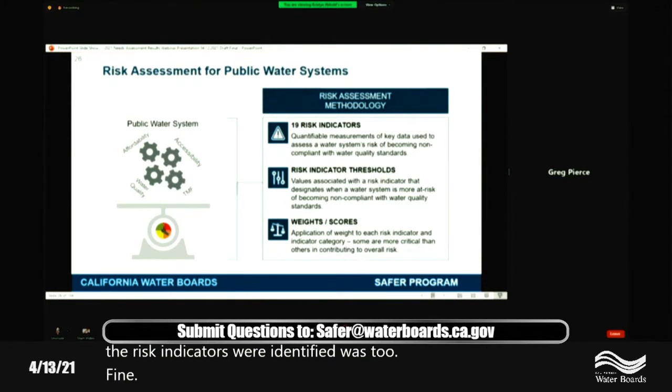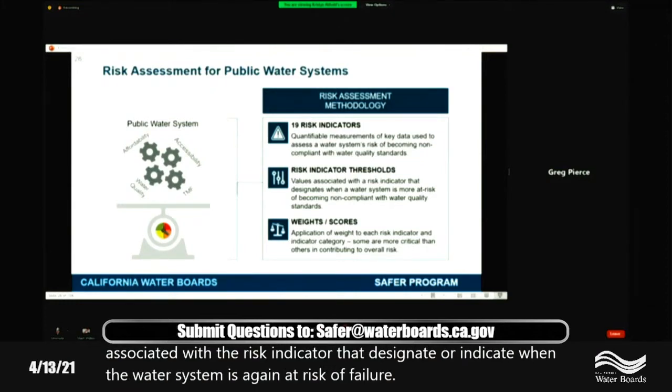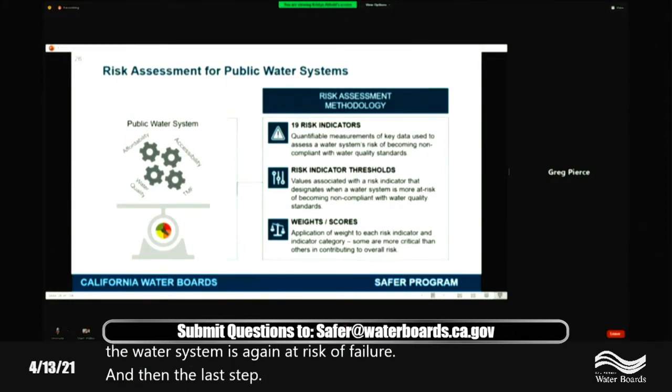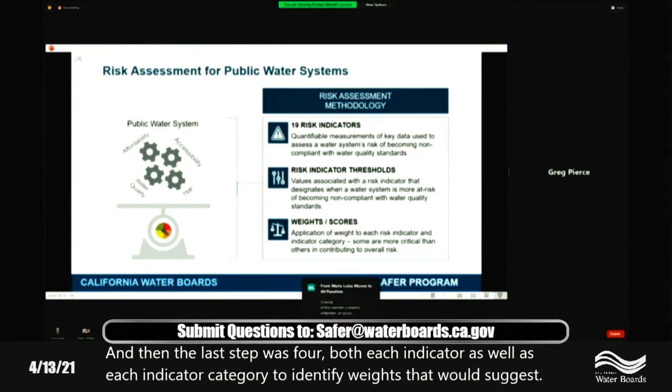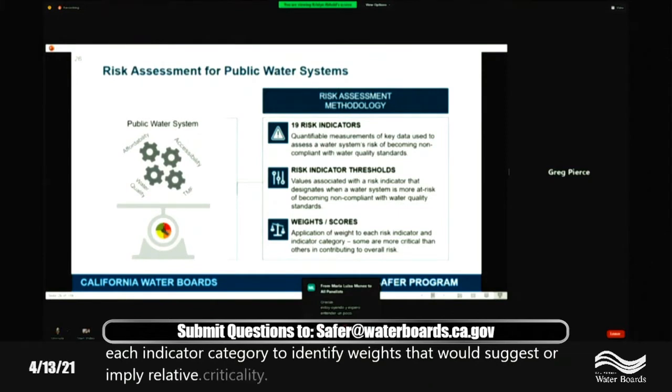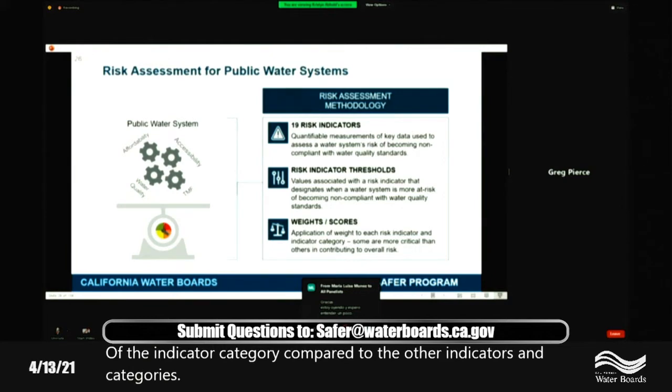The next step, once the risk indicators were identified, was to assign or identify thresholds, which would be defined as values associated with a risk indicator that indicate when a water system is again at risk of failure. And then the last step was, for both each indicator as well as each indicator category, to identify weights that would suggest or imply relative criticality of the indicator or category compared to the other indicators and categories in the risk assessment.